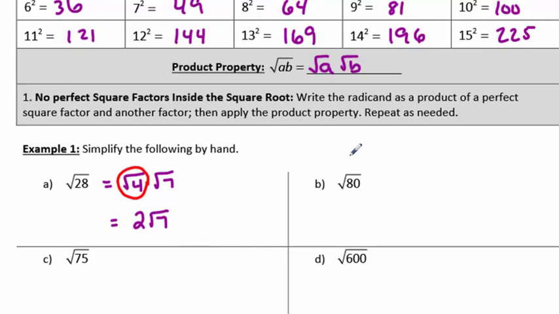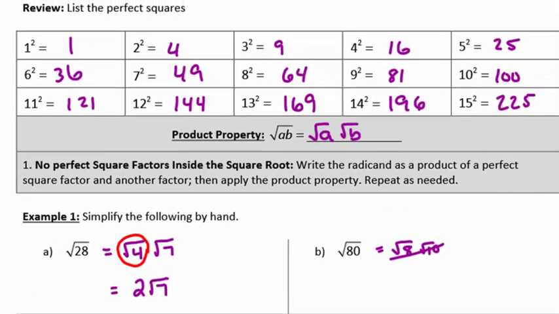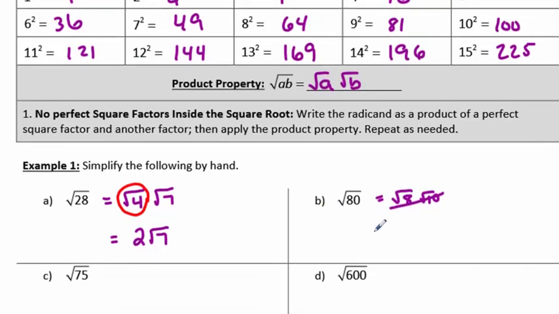Let's try it again with the square root of 80. I know that 80 is 8 times 10, but 8 times 10 doesn't work for us because neither 8 nor 10 is a perfect square. We only want to divide by numbers on this list, numbers that are perfect squares. So instead, let's write it as 16 times 5, since 16 is a perfect square. So this is the square root of 16 times the square root of 5. I know the square root of 16 is 4, so I simplify this to 4 square root of 5.